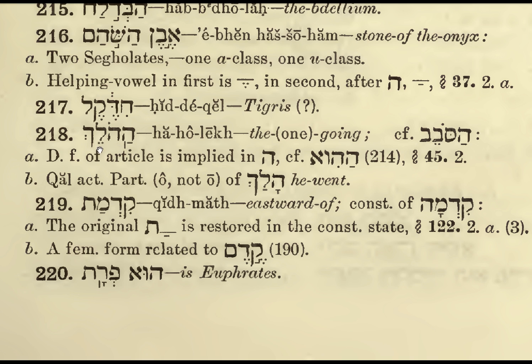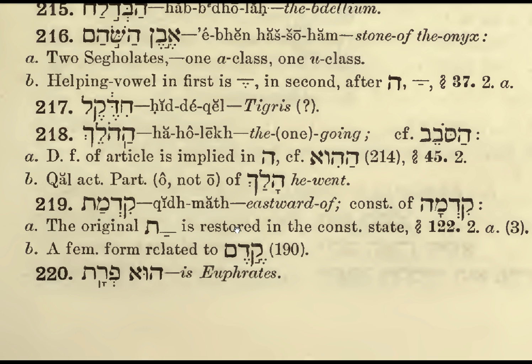Ha holech, the one going. Compare has sobeb. But here the he does not take the dagesh forte. It's implied, which means that the patach remains. Compare ha-he. Kal, active participle. Halach, he went.